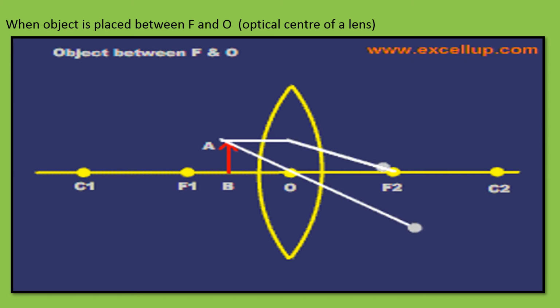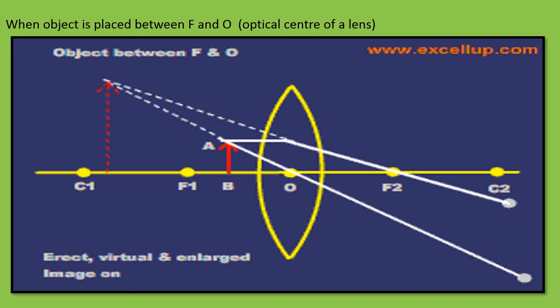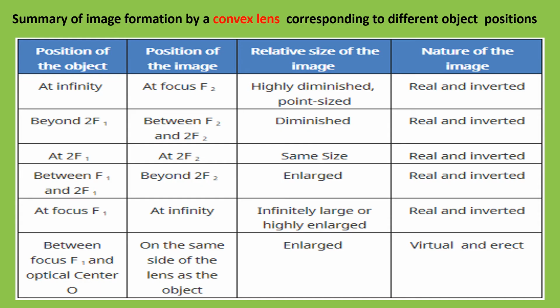Because rays of light after refraction through a lens do not seem to meet each other, but when they are produced backward, they will meet at some point and form an image. This table gives you a quick review of the position, relative size, and nature of the image corresponding to different object positions. You can take a snapshot of this table so that you can learn it easily.